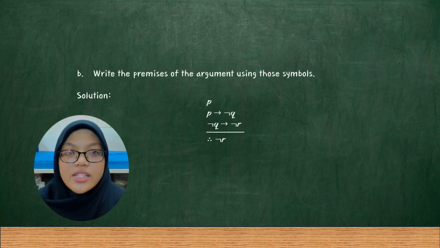Question B asks to write the premises using symbols. We can write Rita is baking a cake as P. If Rita is baking a cake, then she is not practicing her flute, as P implies negation Q. If Rita is not practicing her flute, then her father will not buy her a car, as negation Q implies negation R. Therefore, Rita's father will not buy a car, as negation R.